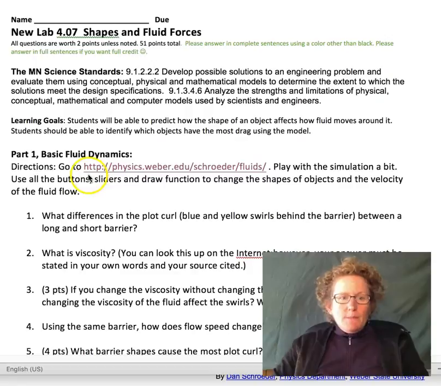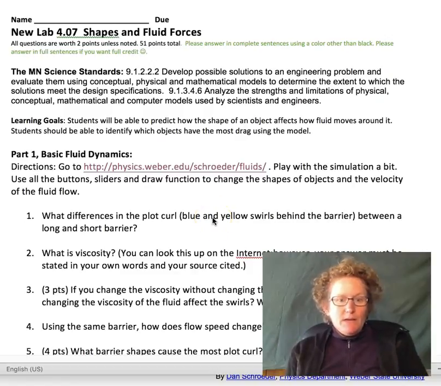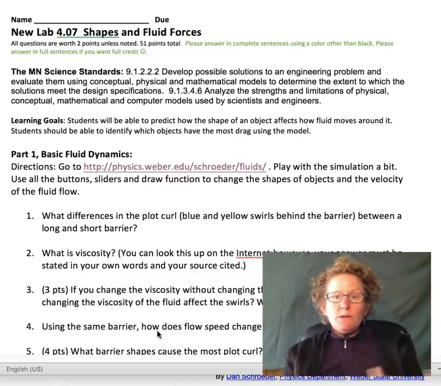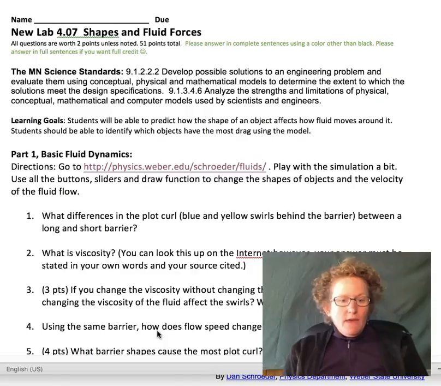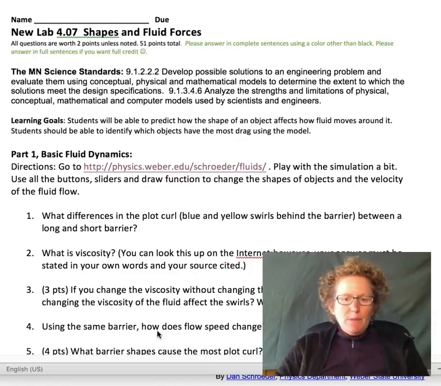Our first job is to go here and play with the simulation a bit to see how it works. We're going to look at the plot curl, that's the blue and yellow swirls behind the barrier. We'll see what that looks like in a minute. We're going to think about viscosity, kind of the goopiness or how well something flows, and what happens when you change the viscosity of the fluid in the simulation. We're going to change the flow speed, that's how fast the fluid flows past the object, and see what barrier shapes cause the most plot curl. You'll see what I mean by plot curl in a second.